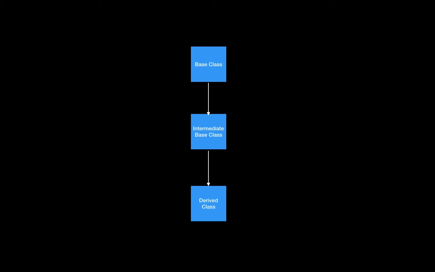Hello everyone, today we will talk about multi-level inheritance. As we know, in multi-level inheritance we have a base class from which we derive an intermediate base class from which we have a derived class. So we are going to see an example of it today.